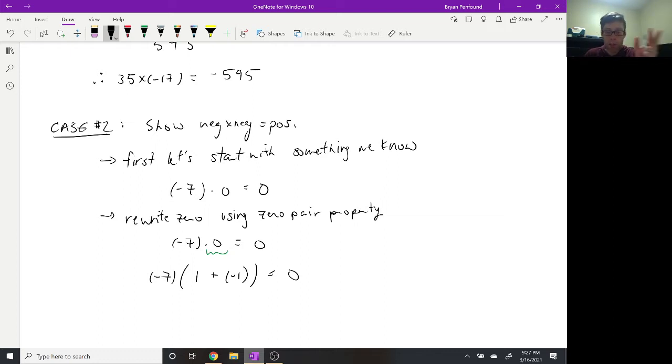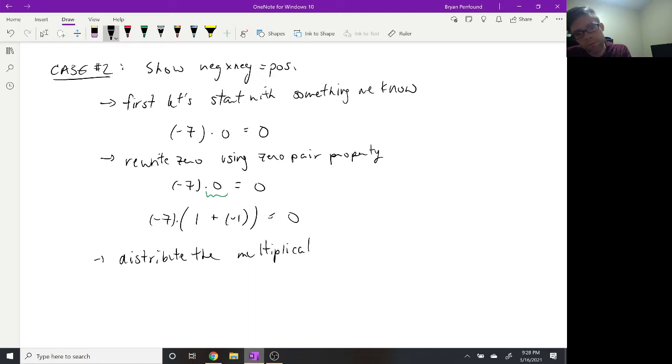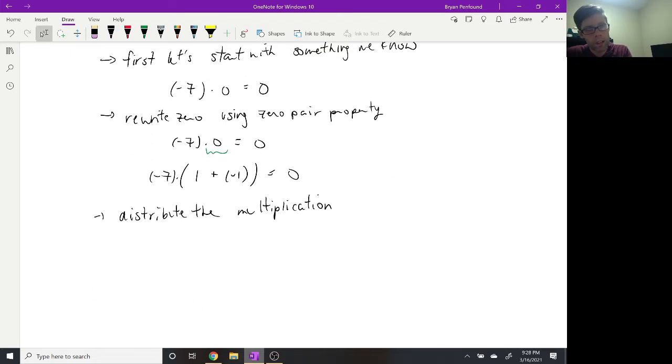Okay, so we're using the 0 pair property to rewrite 0 as a sum of 1 white chip and 1 black chip, for example. So this should still be a valid equation, a truthful kind of equation. And what we did last time was distribute our number through the brackets. So we know that there's a multiplication operation here, and we're going to distribute that multiplication through the brackets. So distributing that, we get negative 7 times 1 plus negative 7 times negative 1. And so the addition of these two things must be equal to 0.